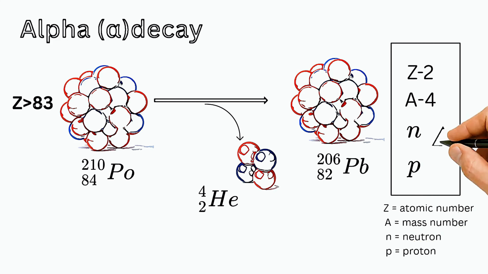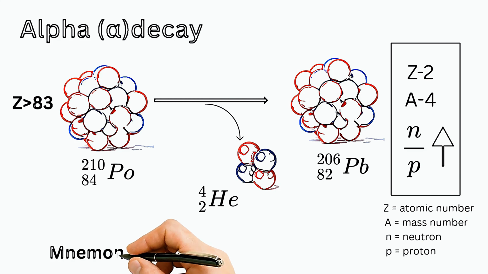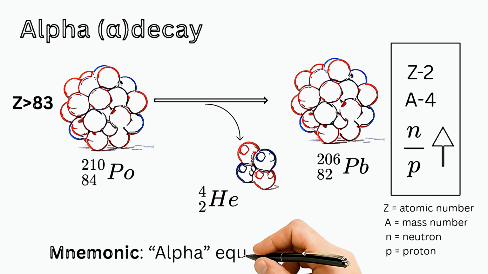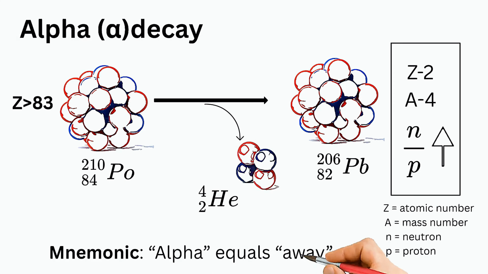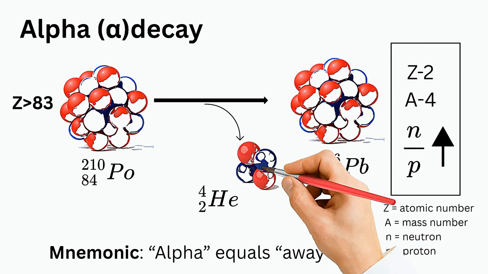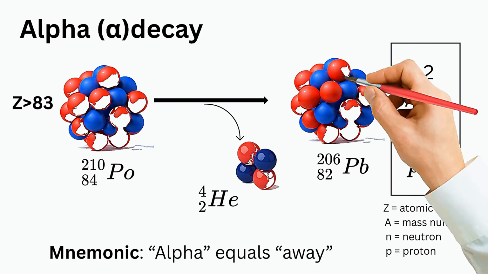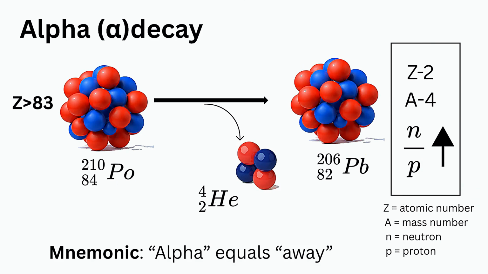The atomic number decreases by 2, the mass number decreases by 4, and the neutron-to-proton ratio increases. Think of it as the nucleus throwing away a heavy chunk to stabilize itself. Mnemonic to remember: alpha equals away.